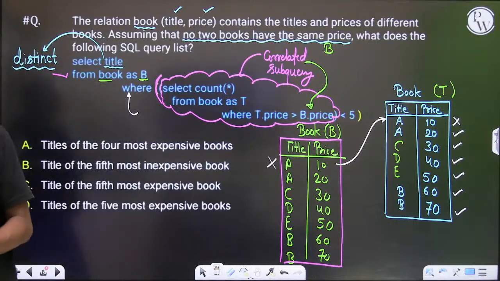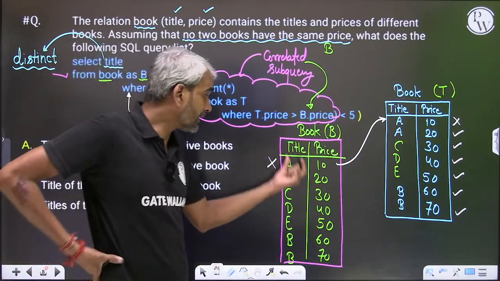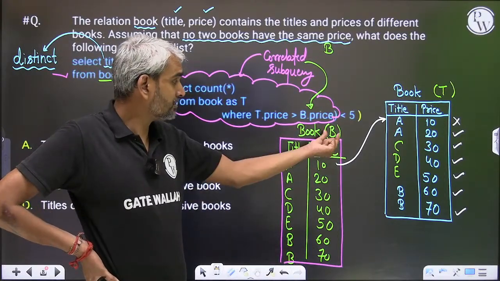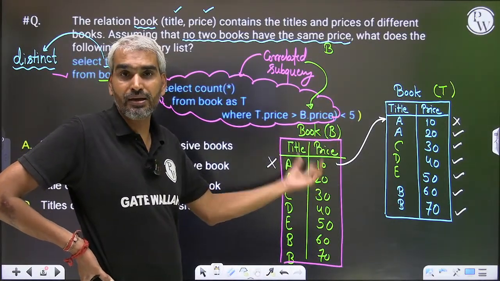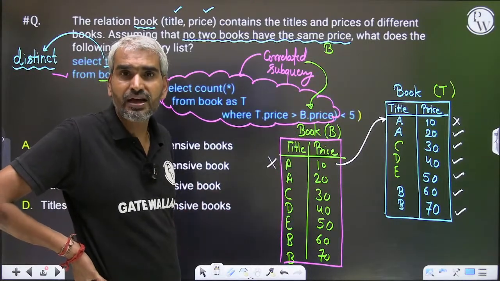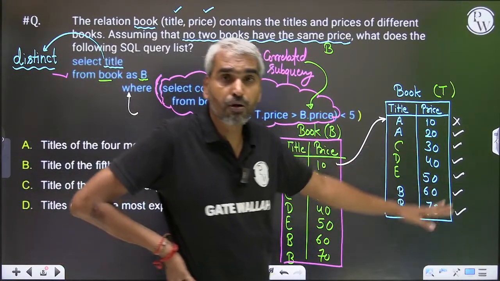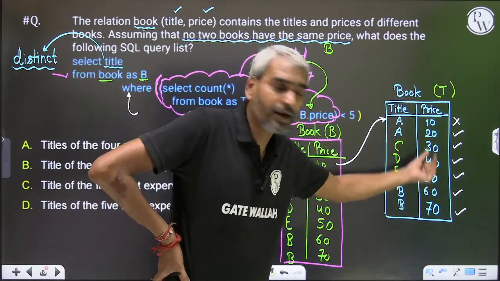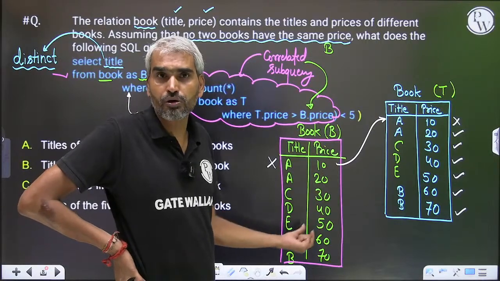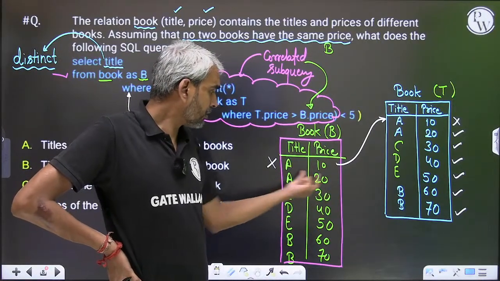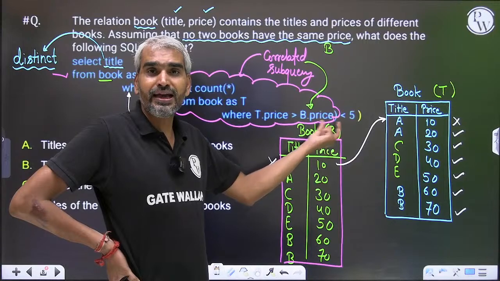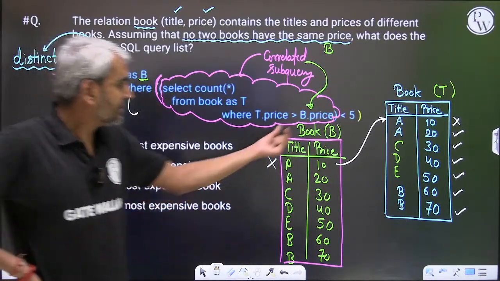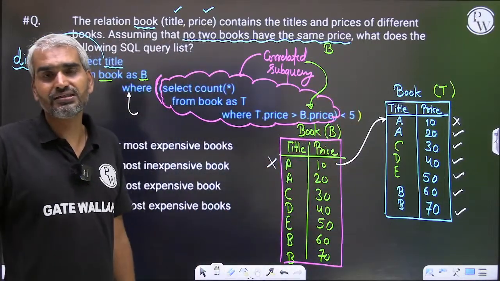Now you just need to understand one simple thing. Whichever tuple is under consideration from this alias B of the book table, if there are 5 or more books in the book table whose prices are more than or equal to the price of the book corresponding to the tuple of alias B, then for that particular tuple, this less than 5 condition will be false.